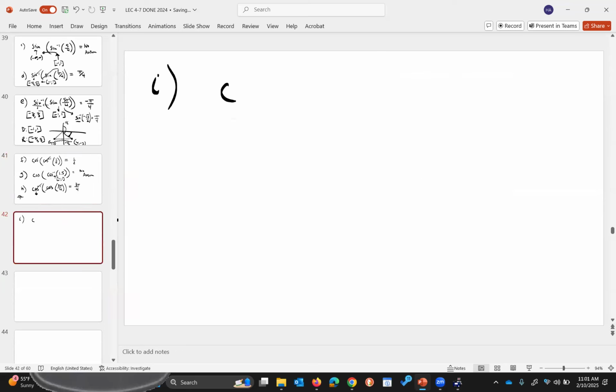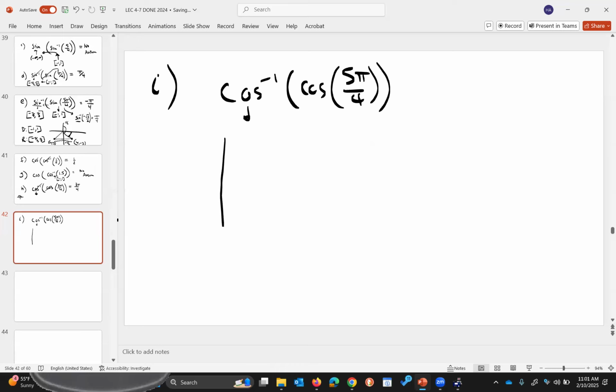So cosine inverse of cosine of now 5 pi over 4. Now is that in the range of cosine inverse as an output value? No, there's no way I can take cosine inverse and have an output value of 5 pi over 4. Impossible. We good? So now the question is, what would that be anyways? Well, it would be negative root 2 over 2.